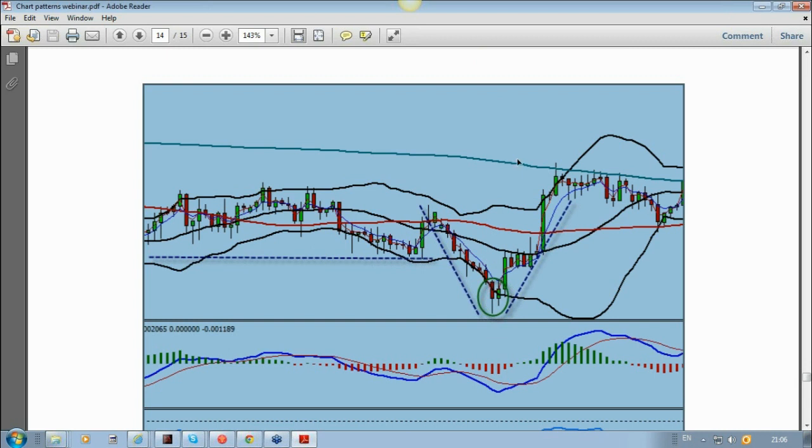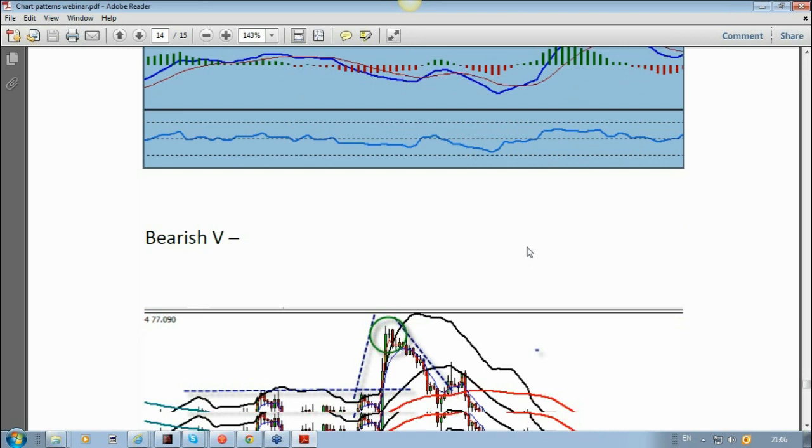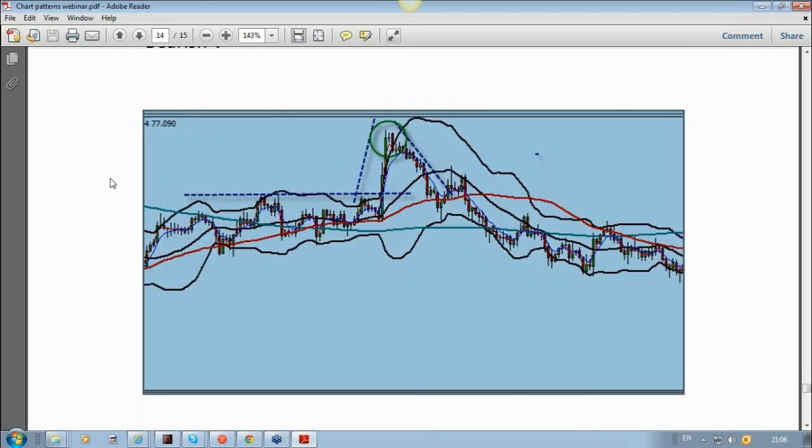It must be a break of support before, because trading the V means trading the false breaks of supports or resistances. It will not just retrace to test the support, it will fail that. That's what the V pattern means. A bearish V looks like that. It must break serious resistance.